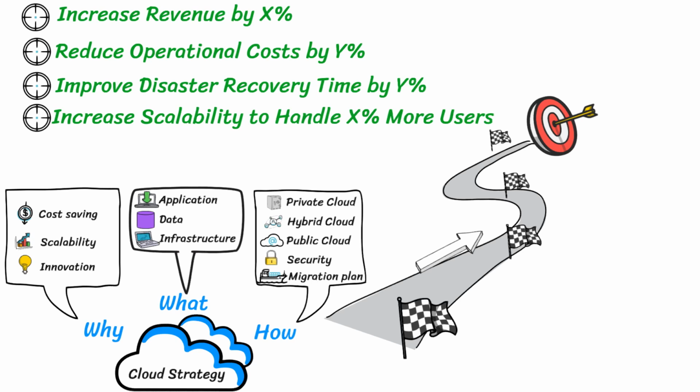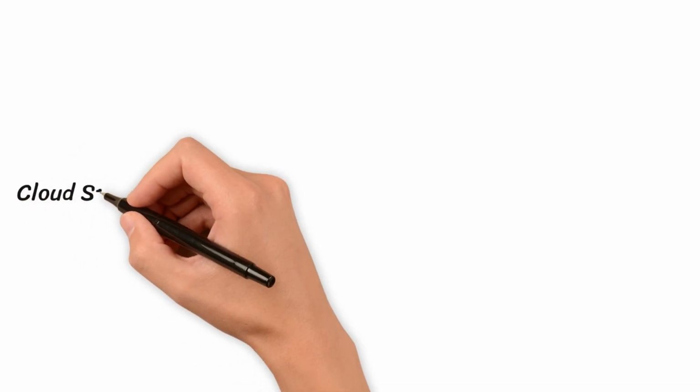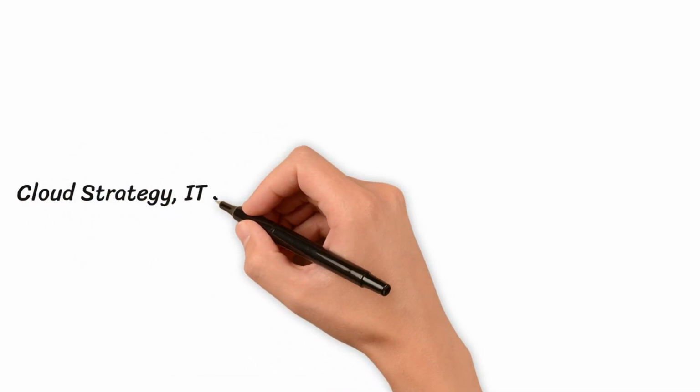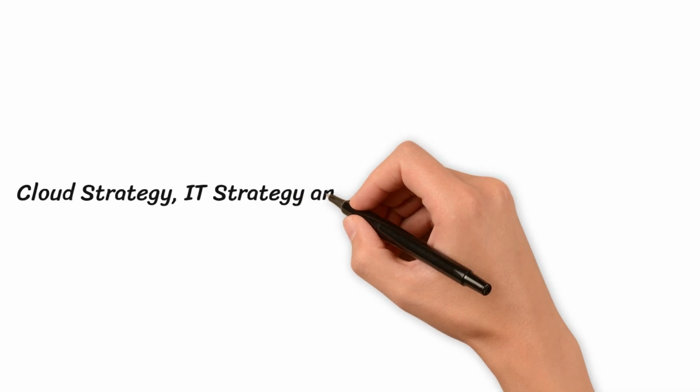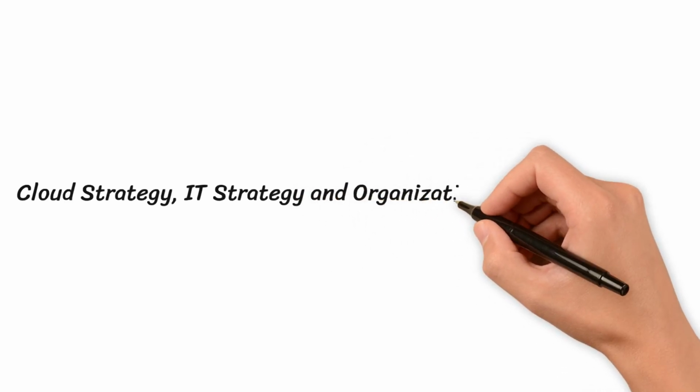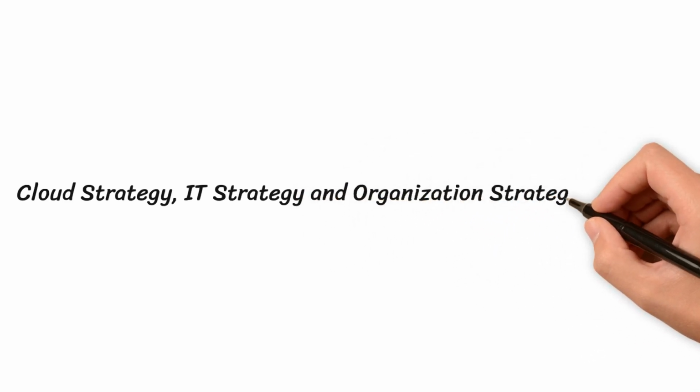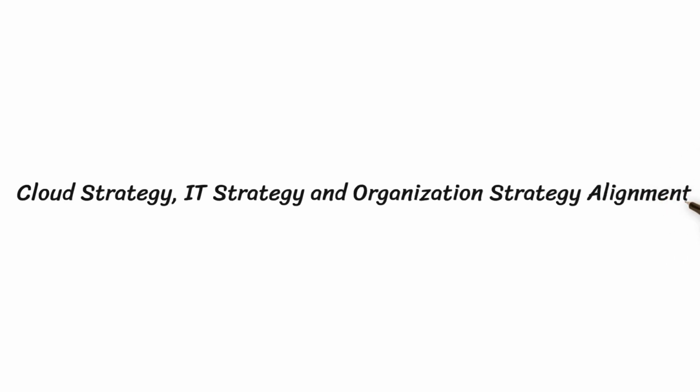These examples show how our cloud strategy, combined with other efforts, translates into real business value. By aligning each decision along this path, we're not just planning for the cloud, we're setting a course for long-term success. Now, let's take a closer look at how alignment works between the cloud strategy, IT strategy, and organization strategy, and how this alignment ensures that all parts of the organization are moving in the right direction.